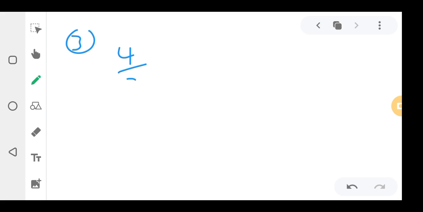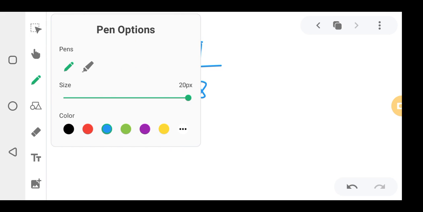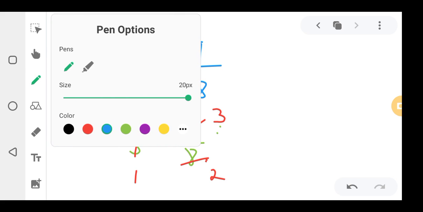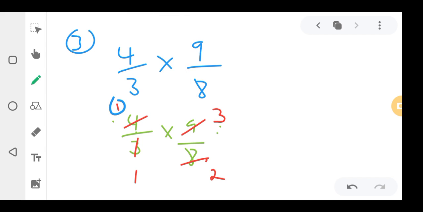Question 3, that is 4 over 3 times 9 over 8. I check also this one. Before I multiply 4 times 9, I check if these are factors of one another. Because 4 can go into this 8. So 4 into 4 is 1, 4 into 8 is 2. 3 into 3 is 1, 3 into 9 is 3. So 1 times the 3 there is 3 over 1 times 2, which is 2. So it is 3 over 2.